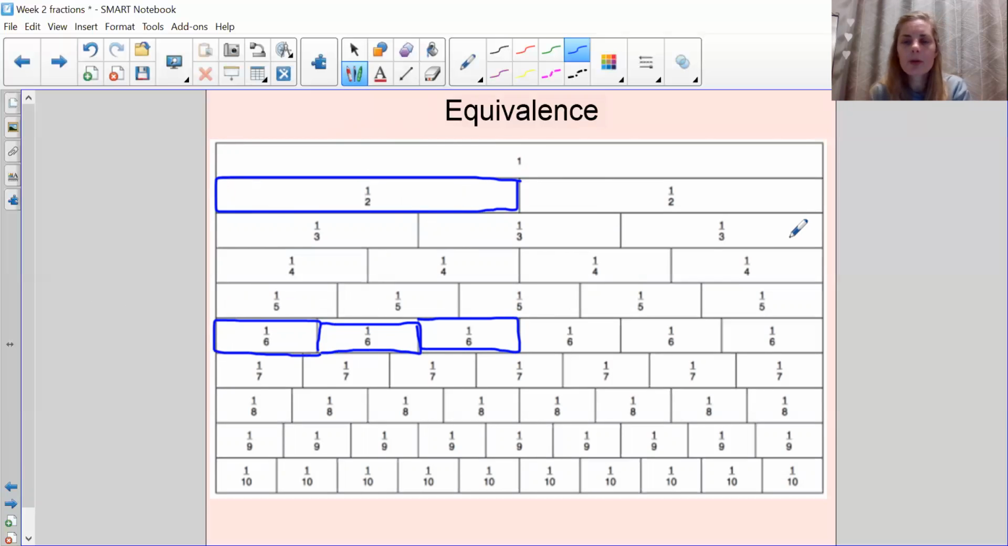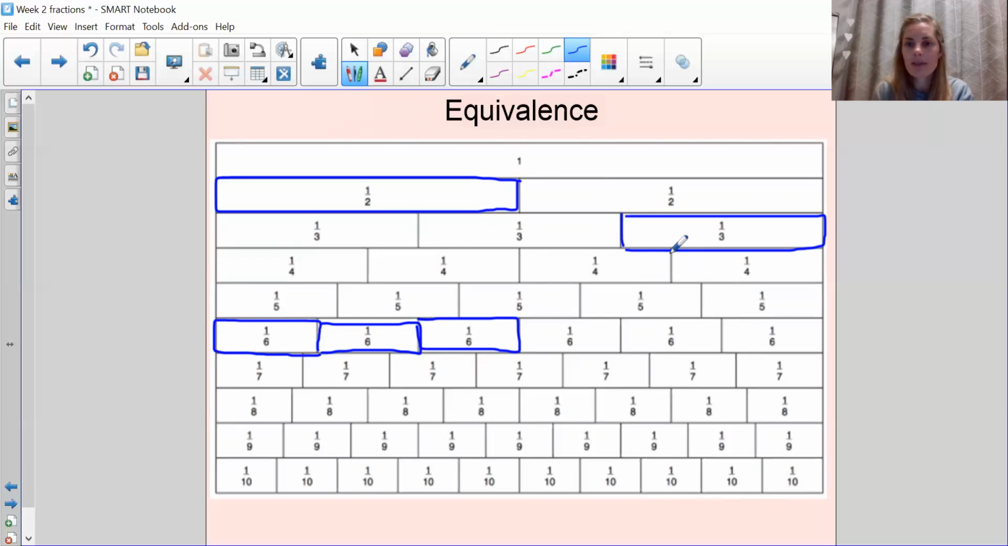I would like you now to pause the video and do some of your own investigation. So perhaps take a third now. Could you find any other equivalent fractions to a third? So the same amount, but with other fractions. How many of those fractions would you need? How many of those blocks would you need? Okay, see if you can investigate some of those.